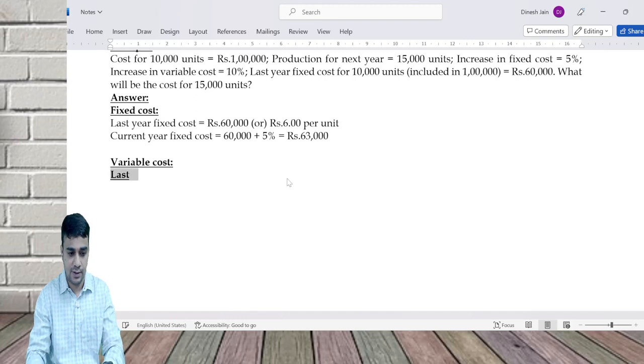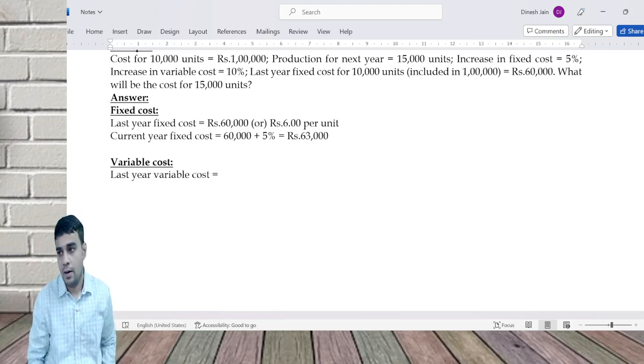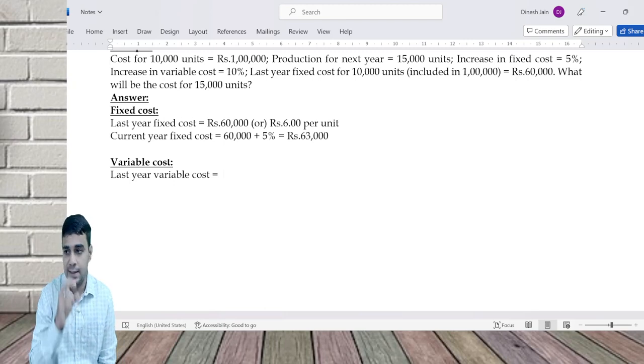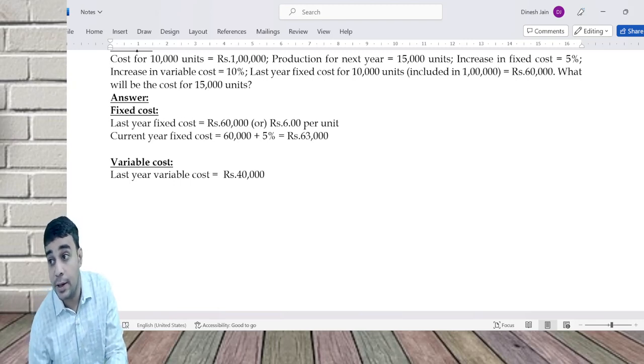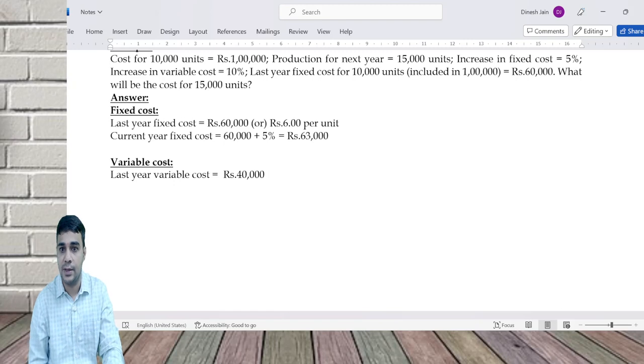Next, variable cost. Last year variable cost. What was the overall cost of the last year? 1 lakh. In that fixed is 60,000, variable is 40,000. This 40,000 is a misleading number. For variable cost, I want per unit number. For fixed cost, I want overall number.